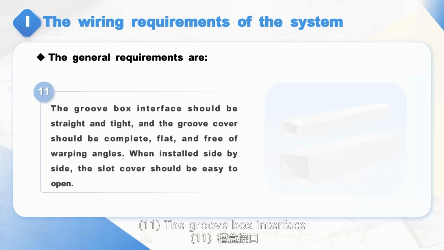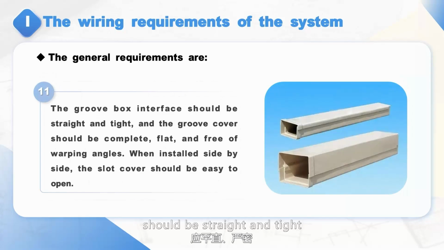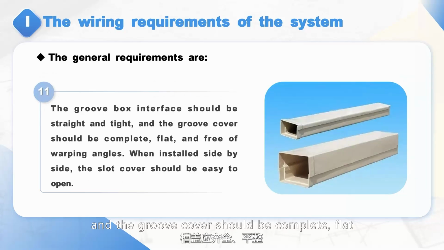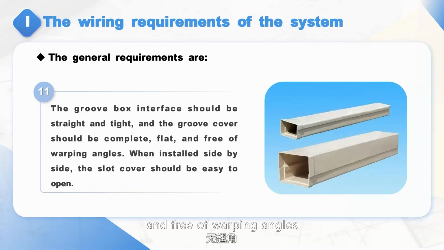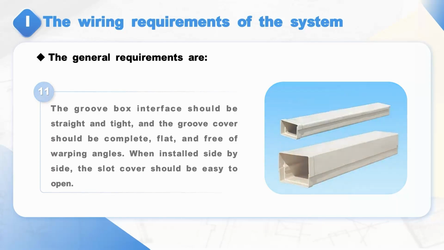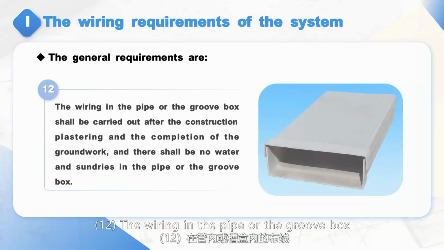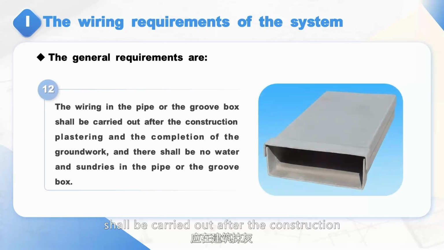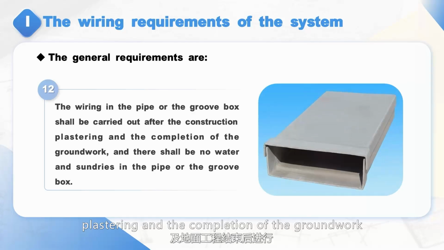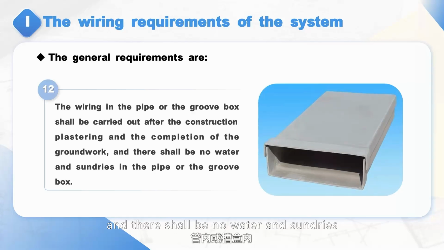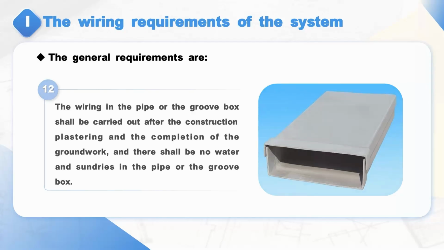11. The groove box interface should be straight and tight, and the groove cover should be complete, flat, and free of warping angles. When installed side by side, the slot cover should be easy to open. 12. The wiring in the pipe or the groove box shall be carried out after the construction plastering and the completion of the groundwork, and there shall be no water and sundries in the pipe or the groove box.